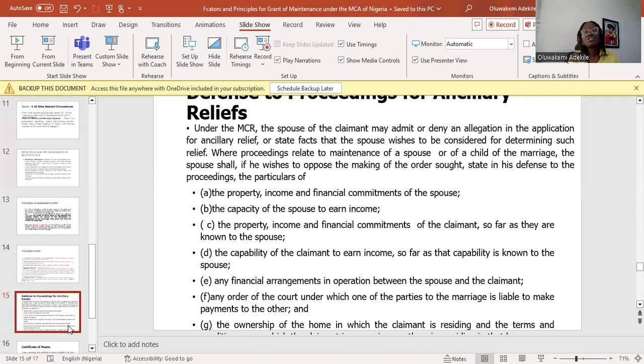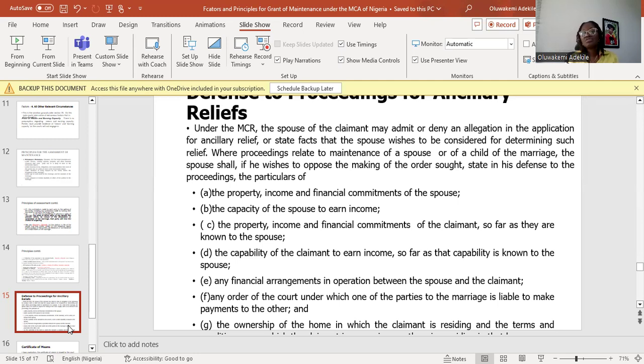Under the Matrimonial Causes Rules, when one spouse brings an application for maintenance, the other spouse can also bring a defense. And in a defense to that, the matrimonial proceedings rule says that the spouse of the claimant may admit or deny the allegation for ancillary relief or state facts that the spouse wishes to be considered for determining such relief.